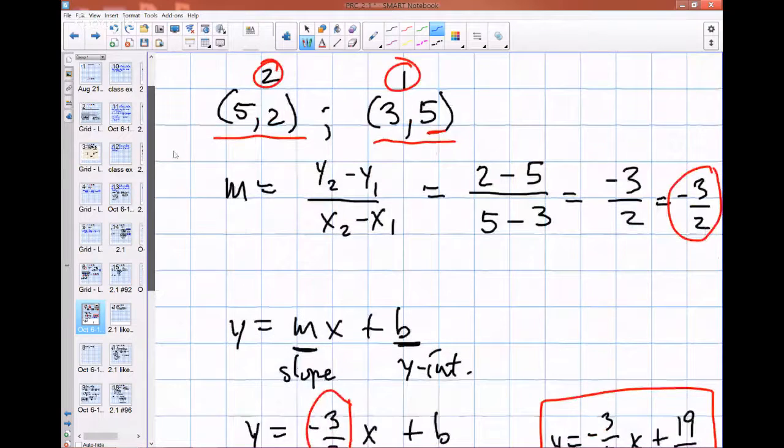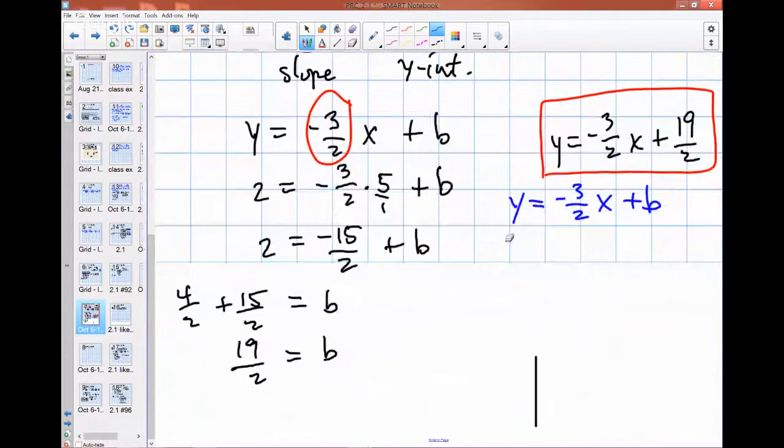3, 5. Goes in for y. And this time we're plugging in 3 for x. Equals -9/2.